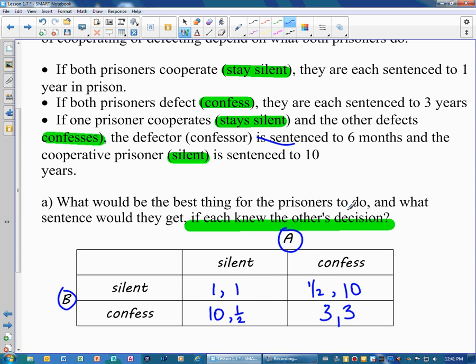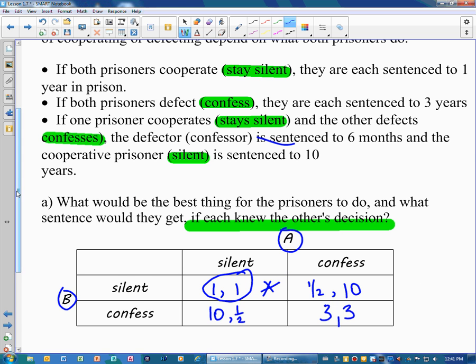So it says, what would be the best thing for the prisoners to do, and what sentence would they get if they each knew the other's decision? So obviously the best thing that they should do is both stay silent, okay? If they know each other's decision and they can coordinate what they're going to do, they're both only going to get a year. And they both shouldn't confess because they'll both get 3. I don't think that each prisoner would take the fall for the other. Clearly, if you do the confessing and the other person stays silent, you're only going to get 6 months versus 10 years. And 6 months is less than that full year. But if they knew each other's decision, this would be the best option for them.